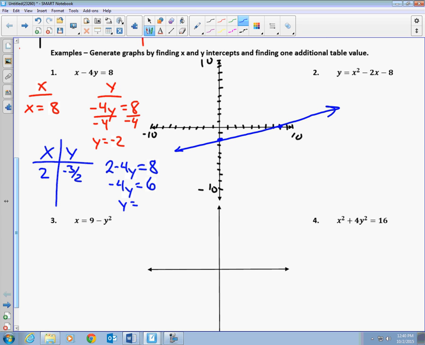Does that look like it's a point that fits on our line? Over 2 and down 1.5? Yeah, it looks like it fits. Does that make sense? See why that's efficient? Okay, then let's try the next one.